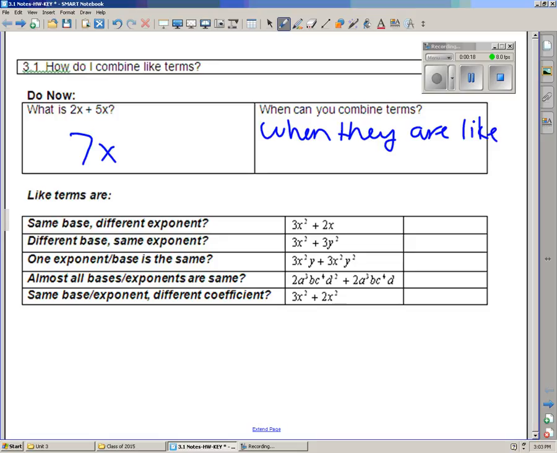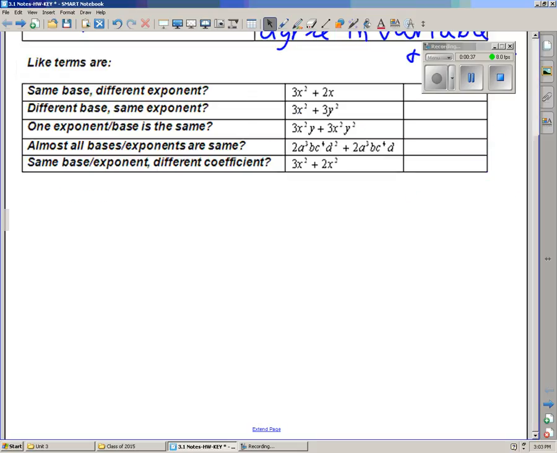And in order to be like terms, they have to agree in variable and exponent. So they must agree in variable and exponent. So the question would be, which one of these are like terms? Maybe more than one, maybe none of them.